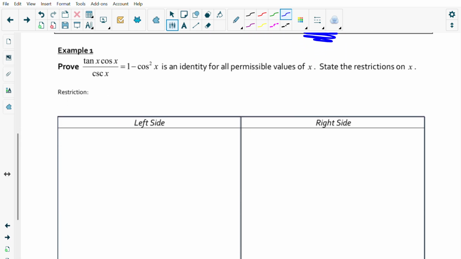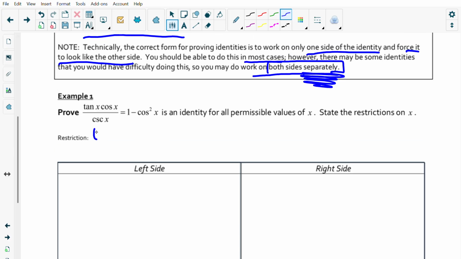Example 1, tangent of x times cosine of x divided by cosecant of x equals 1 minus cosine squared of x. Prove that it is an identity for all permissible values. So we need to state the restrictions first. So tangent of x, where is it undefined?